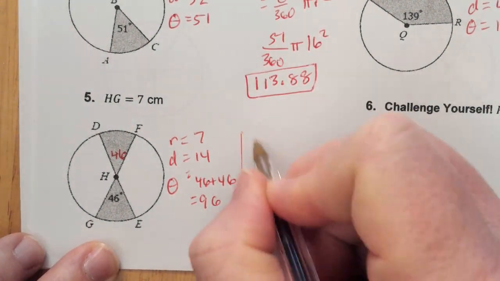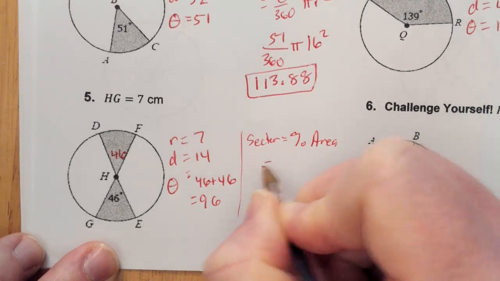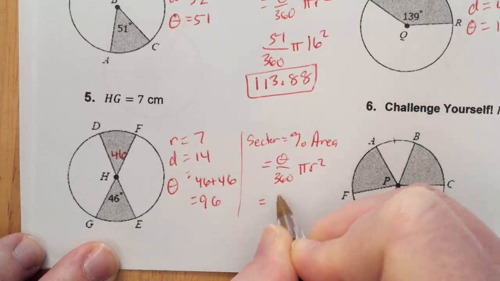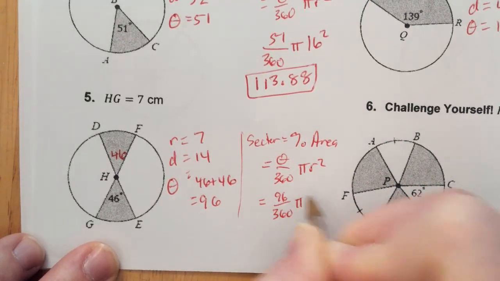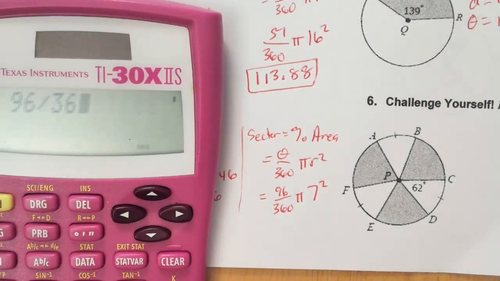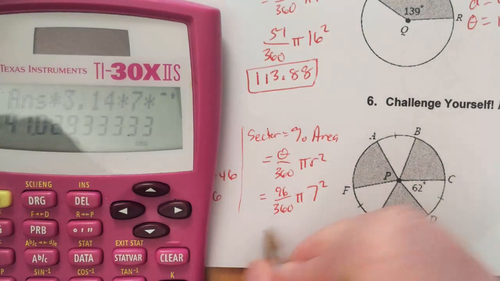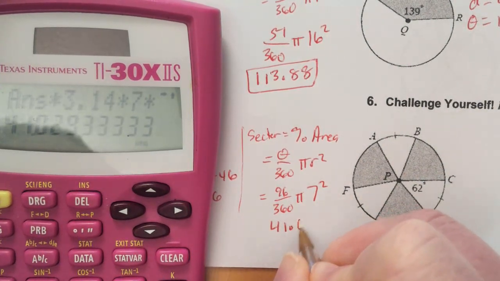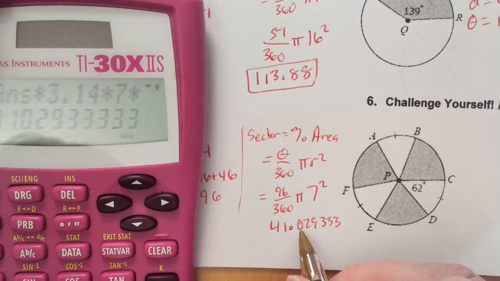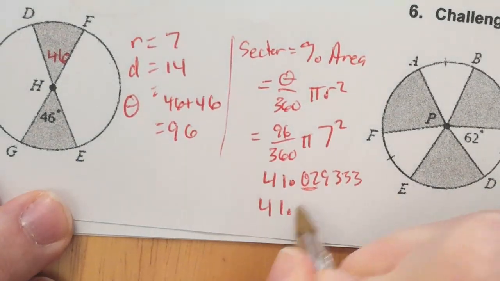Okay, so sector area, that would be a percentage of the area. All right, that is theta over 360 times pi r squared. That is 96 over 360 times pi times 7 squared. And all I have to do now is plug it in my calculator. 96 divided by 360 equals, there's our percentage, times 3.14 times 7 times 7. And we get 41.029333333. And they said the nearest hundredth, so I would go to 41.03.